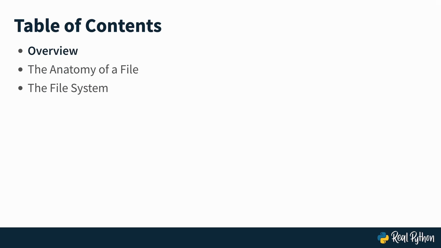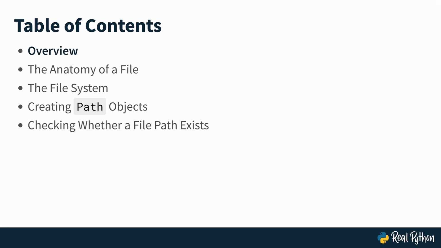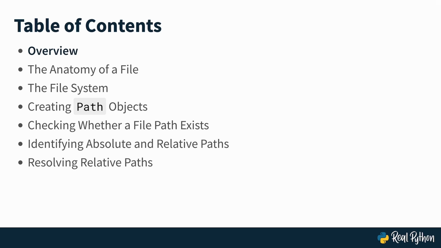Here's the table of contents. You're starting off with this overview lesson. That's the one you're in right now. Next, you will learn about the anatomy of a file and then about the file system. And then you already start getting a bit more practical. You'll learn how to create path objects, how to check whether a file path exists. You'll learn how to identify absolute and relative paths, how to resolve relative paths, how to access file path components.